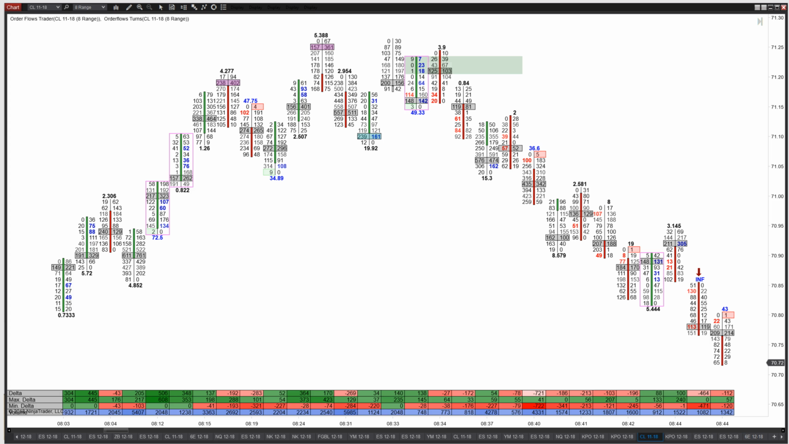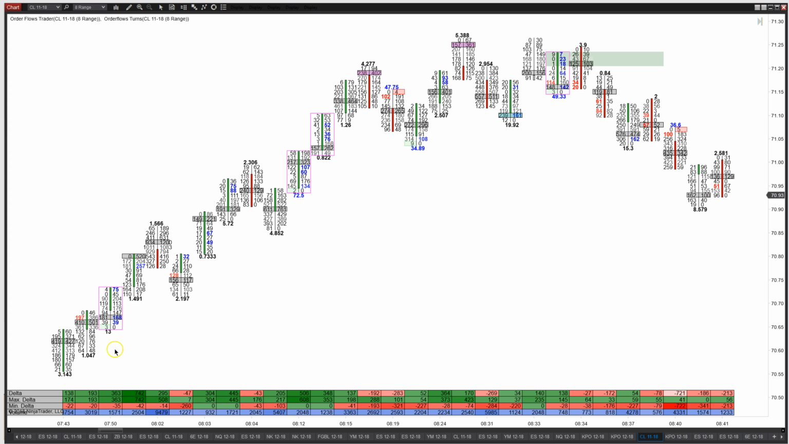For example, a lot of people that use order flow look for stacked imbalances. That's this green area up here at the top. It's three or more imbalances stacked on top of each other. Now, is this a trade I'd be looking to take? No, not at this point.